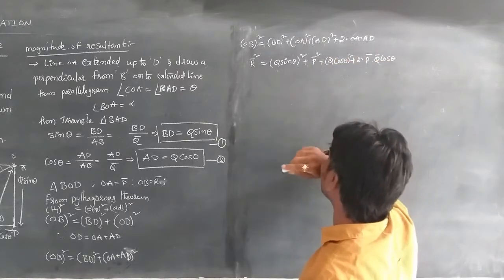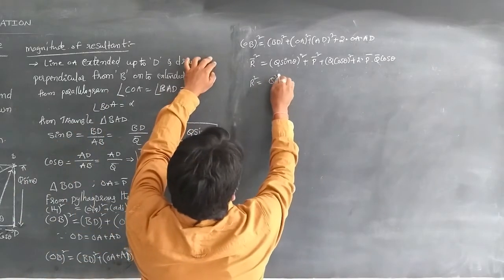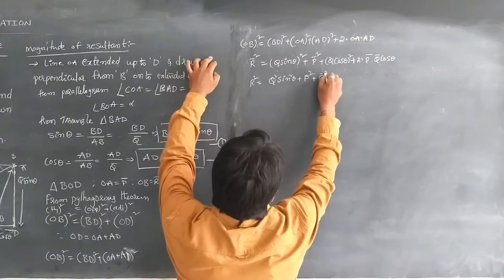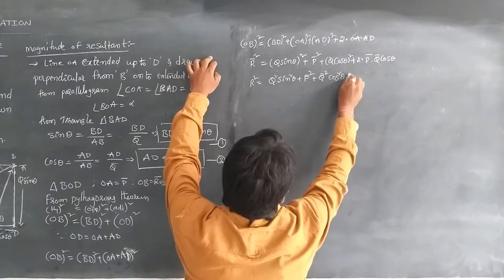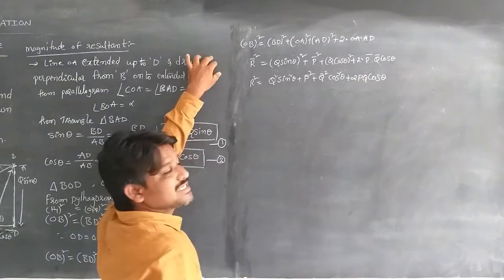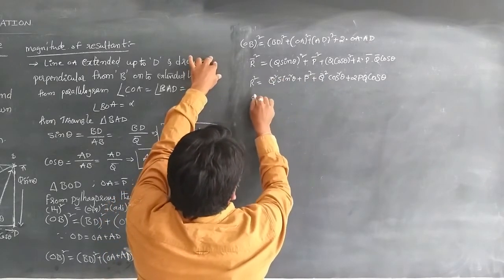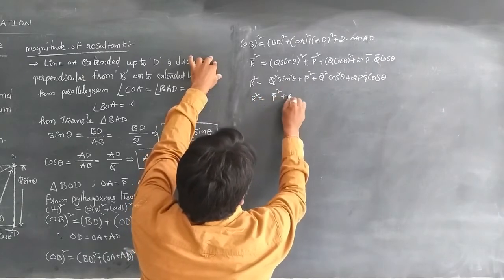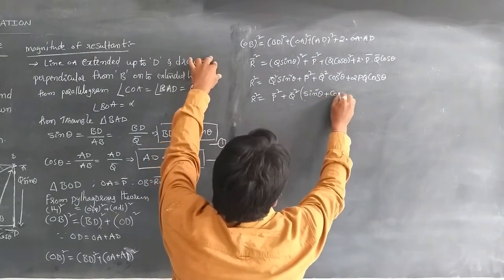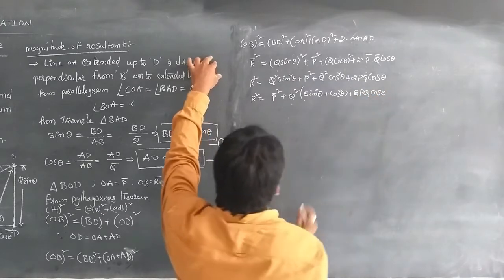theta. So from this relation, R square is equal to Q square sin square theta plus P square plus Q square cos square theta plus 2PQ cos theta. From that relation, Q square is common, so we take it common, then we get Q square (sin square theta plus cos square theta) plus P square plus 2PQ cos theta. This is the equation.